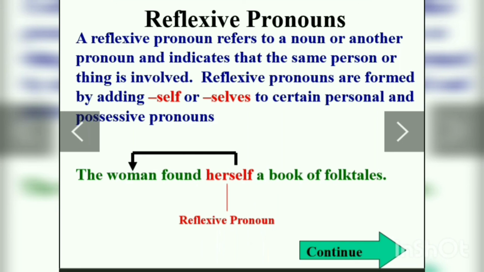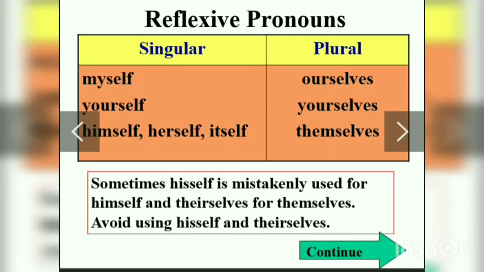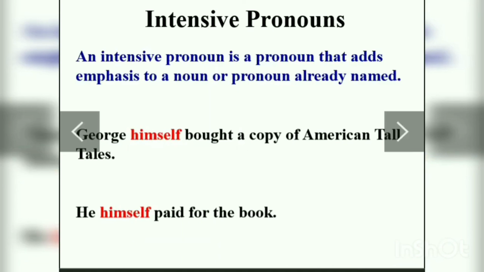Reflexive. A reflexive pronoun refers to a noun or another pronoun and indicates that the same person or thing is involved. Reflexive pronouns are formed by adding self and selves: themself, themselves, herself. So these are reflexive pronouns. Look at the columns, singular and plural: myself, ourselves, yourself, yourselves, himself, herself, itself, themselves. These are reflexive pronouns.